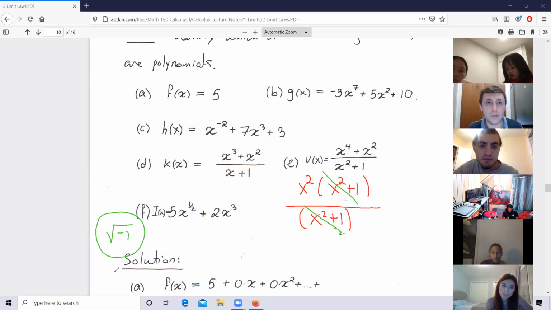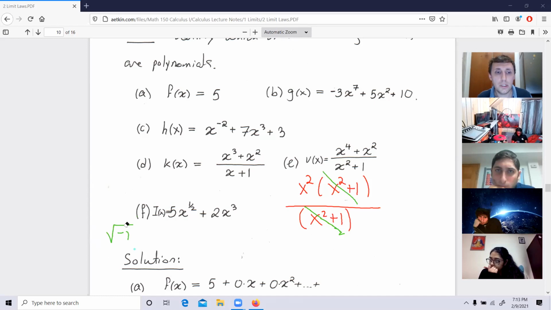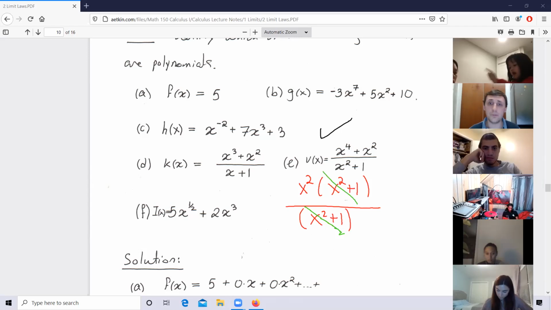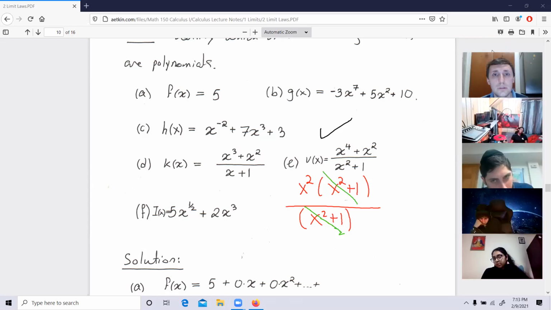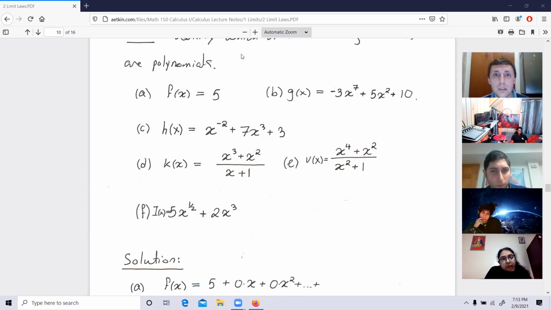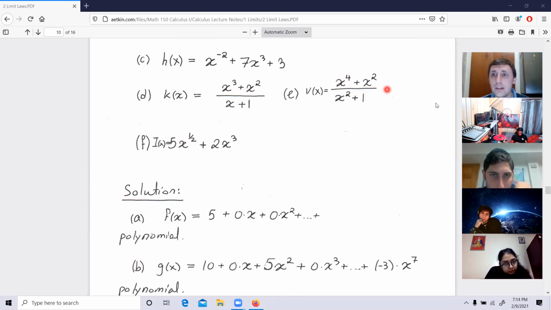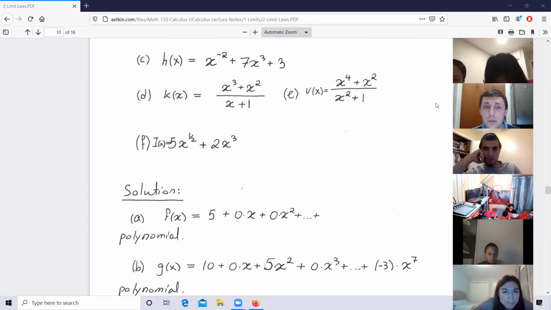But for our purposes, we're right now in calculus. And this I will mention later on what it is. That v of x is a polynomial. So this is a polynomial. Because I can reduce it fully and make it x squared. Yes, because when I cancel x squared plus 1, it's never equal to 0 for any real number. Good. All right, guys. What about f? Is this a polynomial? Look at f.